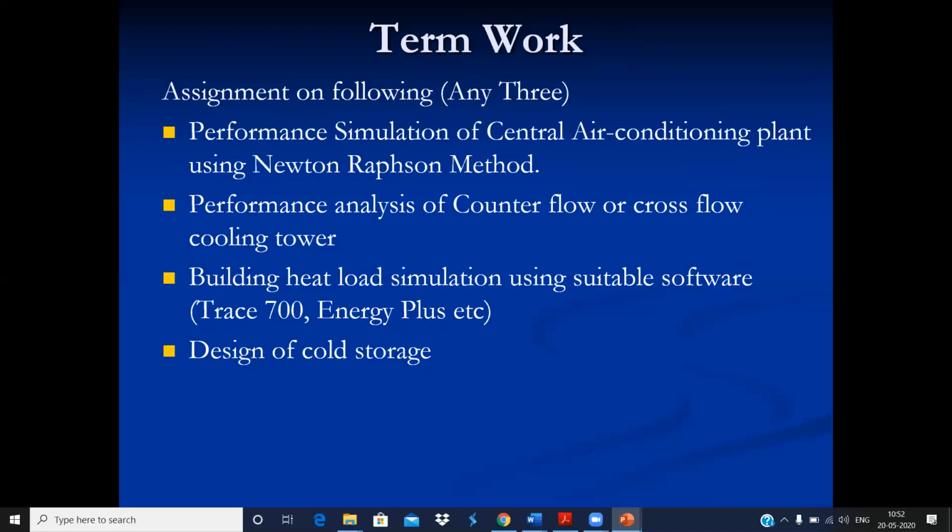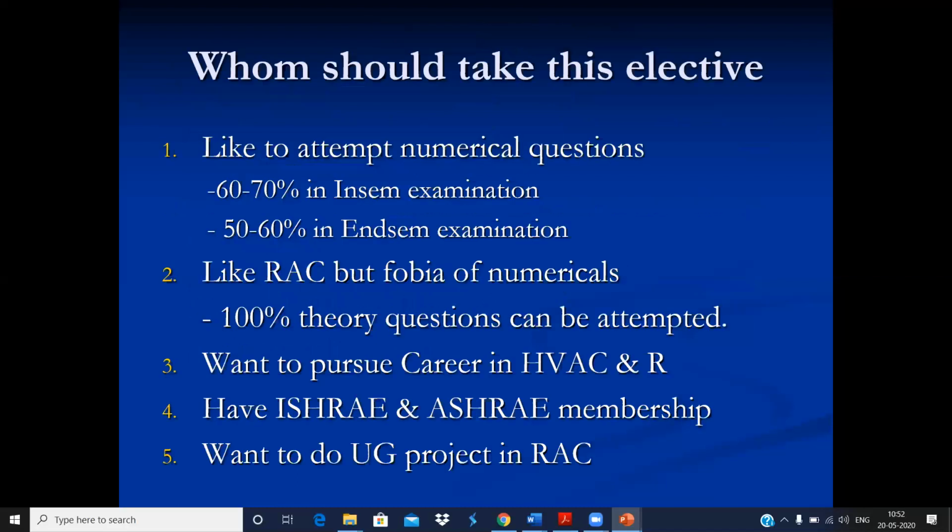Then building heat load simulation using suitable software, and the design of cold storage. Out of these 4 experiments, we'll mainly focus, and all 4 have practical weightage. These are the things which industry practices regularly: cooling load calculation using numerical techniques, performance analysis of cooling tower, and cold storage design. So all the commercial aspects we are going to cover in this term work part as well. I've covered the outline of the syllabus.